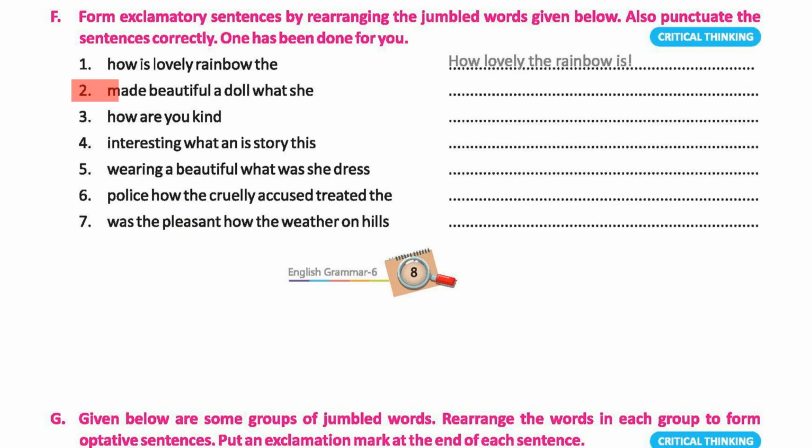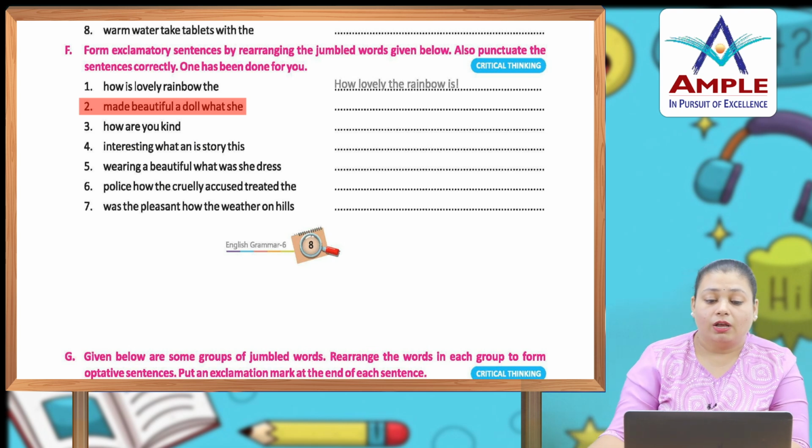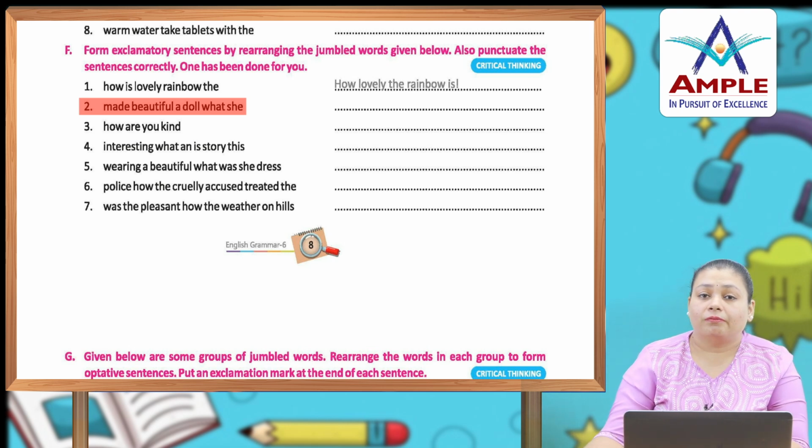Exclamation. Number 2, made beautiful a doll, what she? What a beautiful doll she made! Exclamation. What a beautiful doll she made! Exclamation mark. Okay. Now read the rest of the questions and convert them into exclamations with the punctuation as well. So we start a sentence with a capital letter and end with an exclamation mark. Remember these things and follow them while converting into an exclamation.